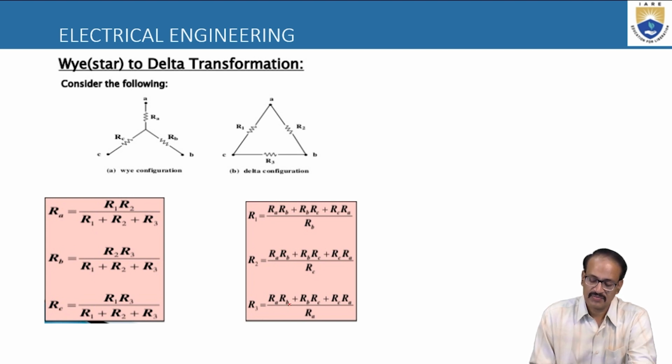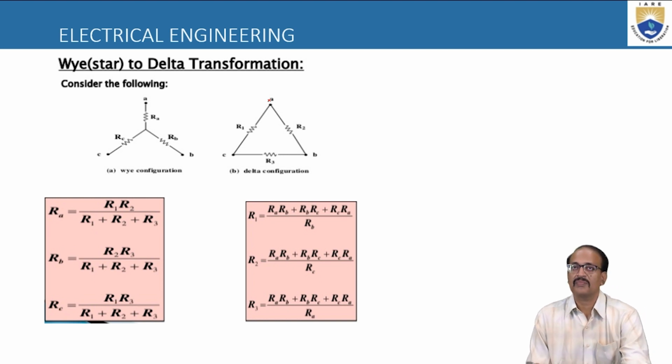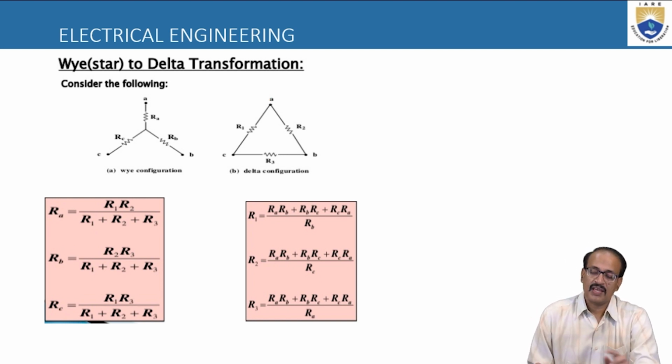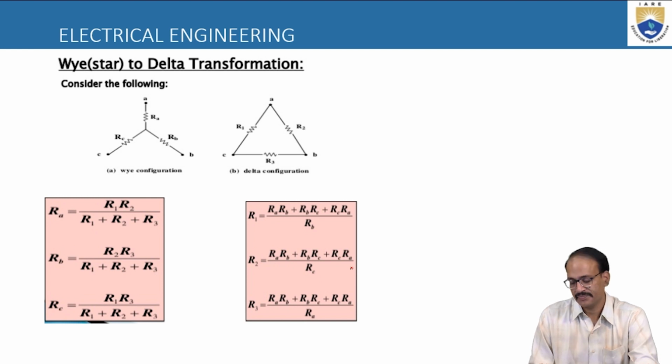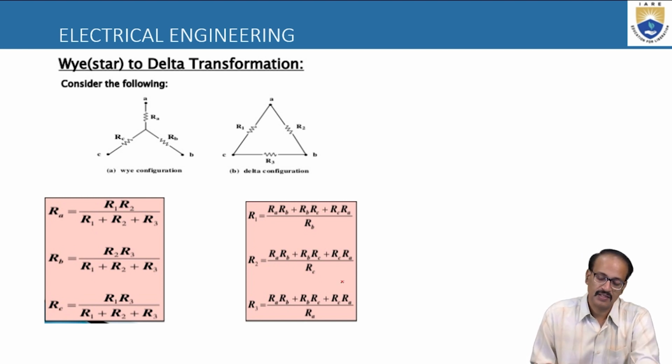And R3. The numerator is the same, RA RB plus RB RC plus RC RA, divided by R3. If you observe here, R3 is opposite to point A, so the resistor connected to point A is RA. I will write it as RA. This is how you can easily remember these formulas. And now we will see from delta to star.